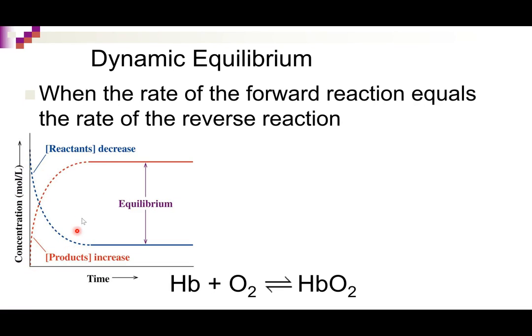Then at some moment in time, we'll see that these rates start to level off. We'll see the product concentration rises and then it flatlines, and the reactant concentration decreases and then it flatlines. These flat lines tell me that I am at equilibrium. So the concentrations remain constant over a given amount of time.